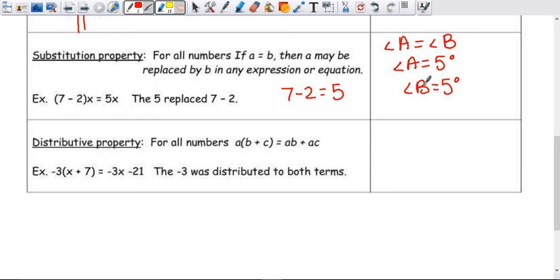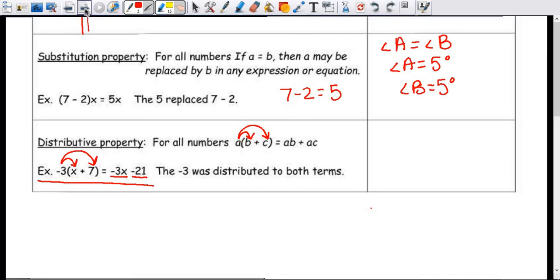And then last one is the distributive property. For all numbers, A times the sum of B plus C, we can write that as AB plus AC. So what happened? We brought the A to each part in our parentheses and multiplied that. So an example algebraically would be right here where we have -3 being multiplied by x, being multiplied by 7, which is represented right here as -3x and a -21. Okay, so the -3 was distributed to both terms.